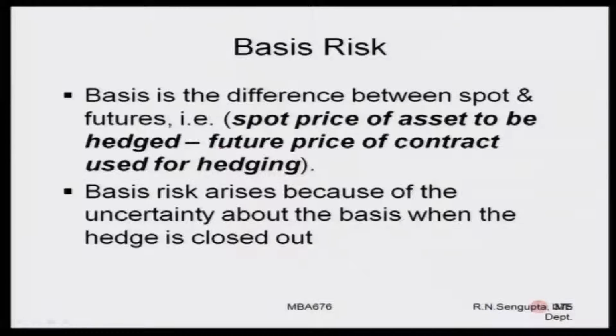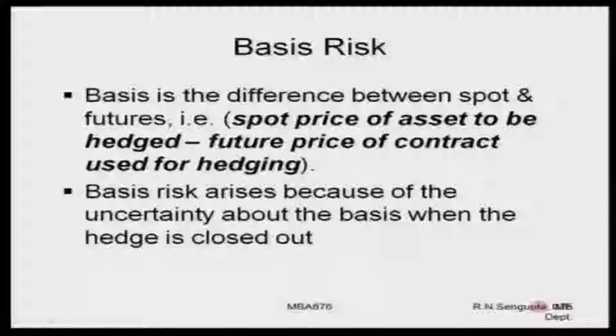Now, we will consider that all this risk leads to basis risk. Basis is the difference between the spot and the futures, which is S and capital F: the spot price of an asset to be hedged minus the futures price of the contract which is being used for hedging. Again, in room 1 you have the spot which is S, in room 2 you have the futures or forward which is F. Basis risk is basically a difference in these prices.